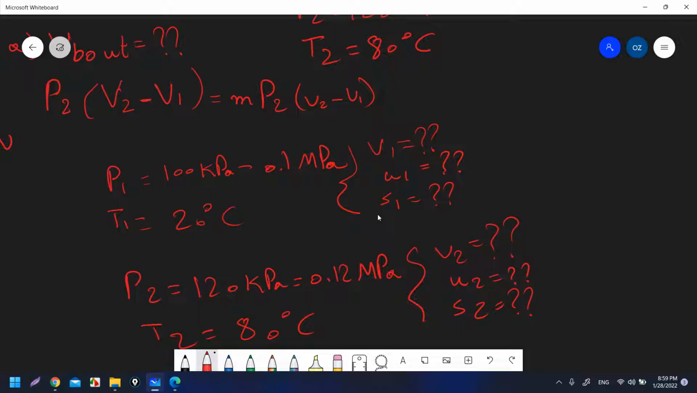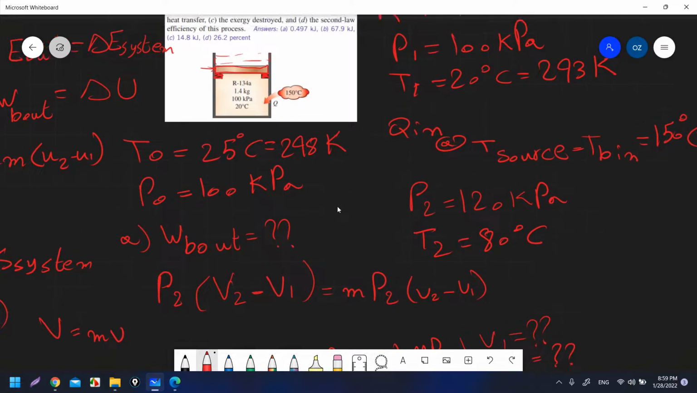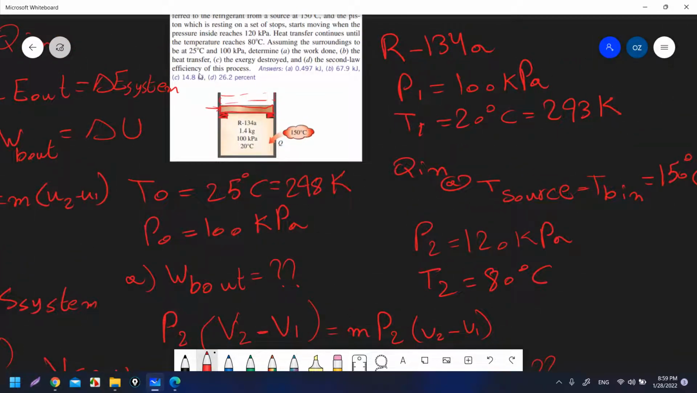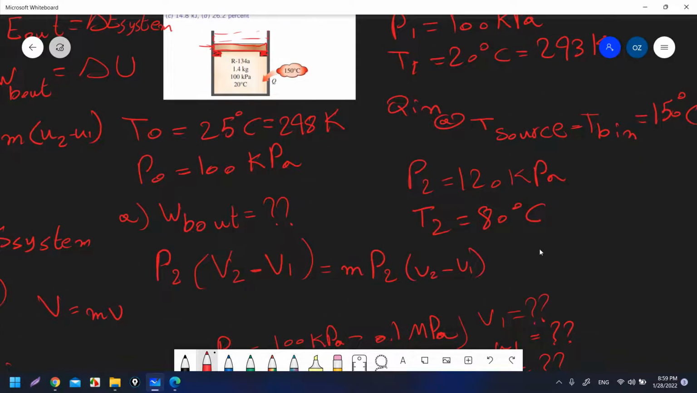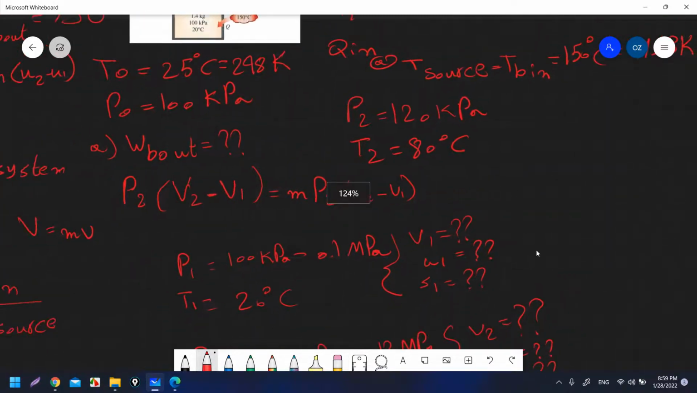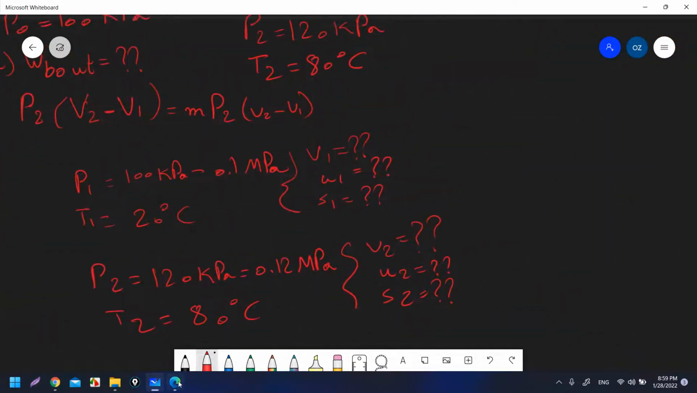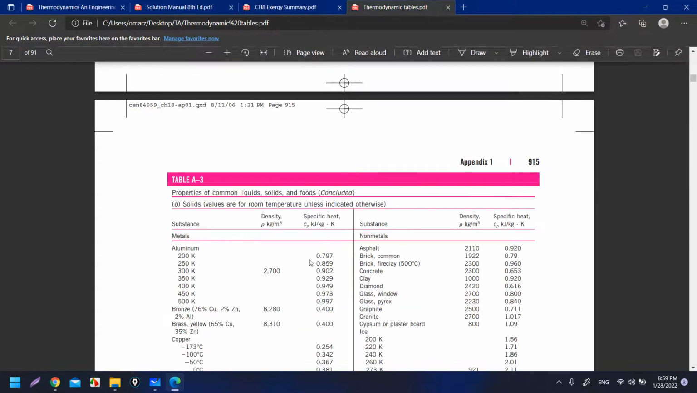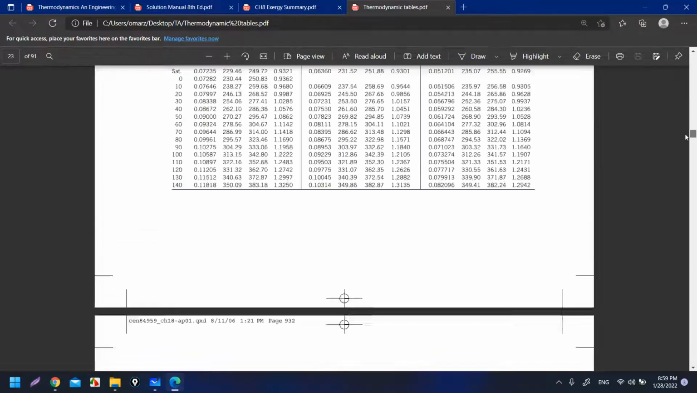For the last part, part D, the second law efficiency, I don't think you will need the tables or need to find anything other than these, v, u and s. So let's go to the tables, the refrigerant tables. Refrigerant table, table A-12.